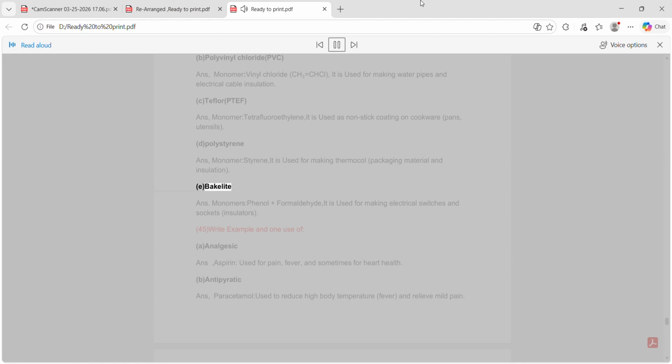E. Bakelite. Answer: The monomers are phenol plus formaldehyde. It is used for making electrical switches and sockets, insulators. 45. Write an example and one use of.